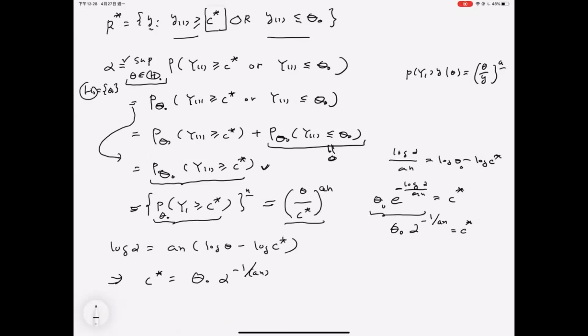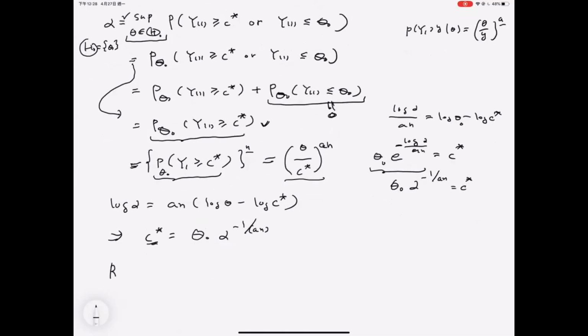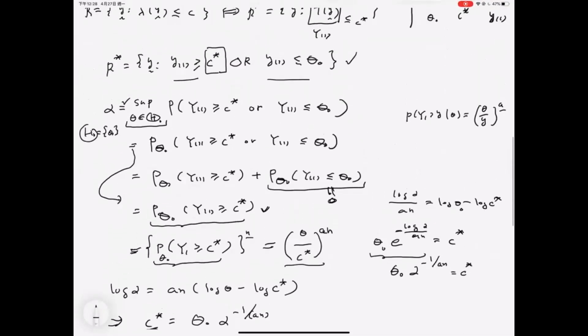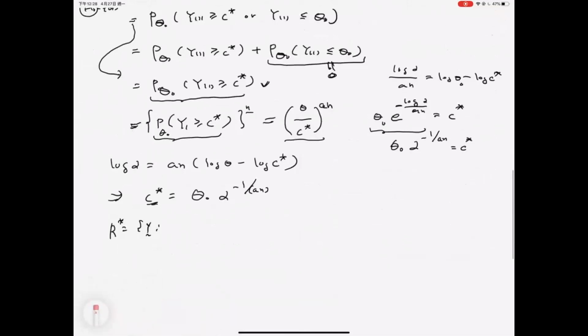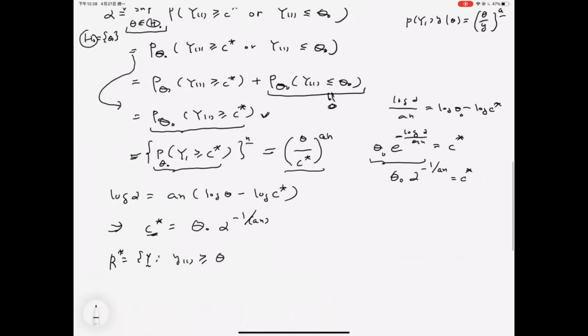Okay, so you've got C star from here, so going back to the critical region right here, you just plug your C star back in. The critical region becomes Y1 smaller than or equal to theta not times alpha to the power of 1 over AN. Not surprising to see this, right? Very intuitive.